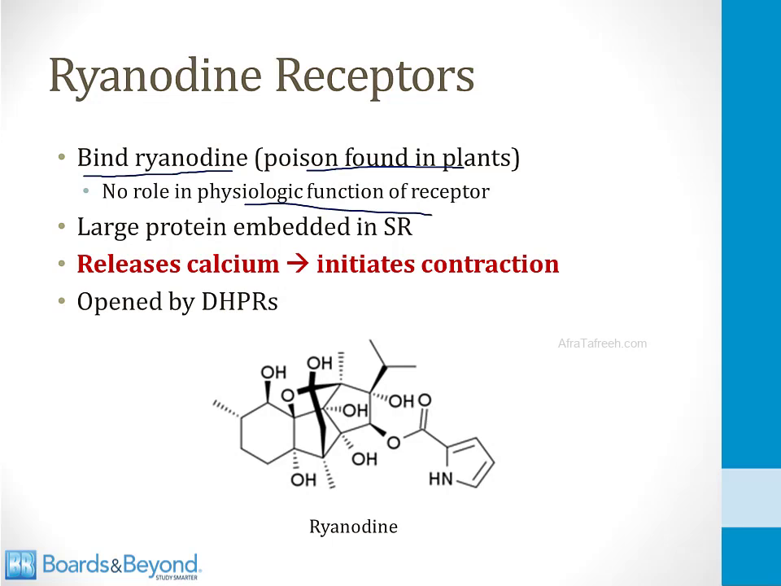Just like the dihydropyridine receptors, these are just proteins. They're large proteins. They're embedded in the sarcoplasmic reticulum, and the job of the ryanodine receptor is to release calcium and initiate contraction. And these ryanodine receptors are opened by the dihydropyridine receptors, so the two work together to release calcium and cause contraction.